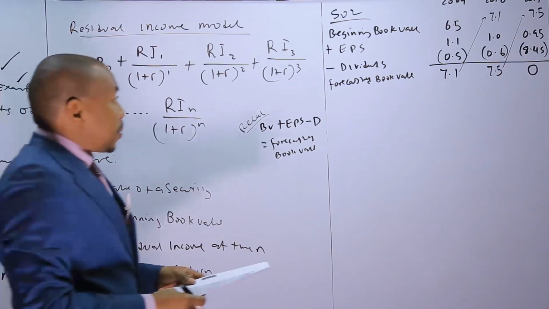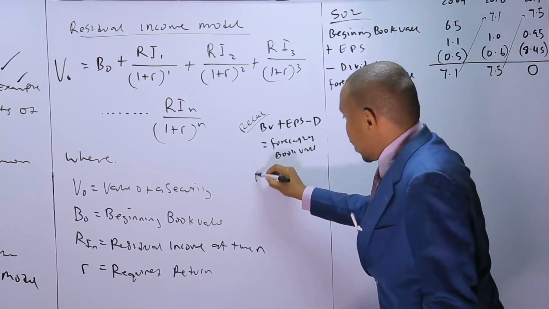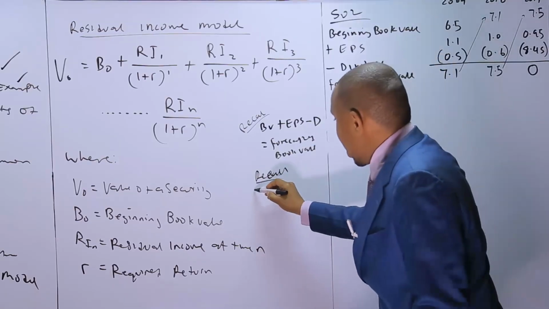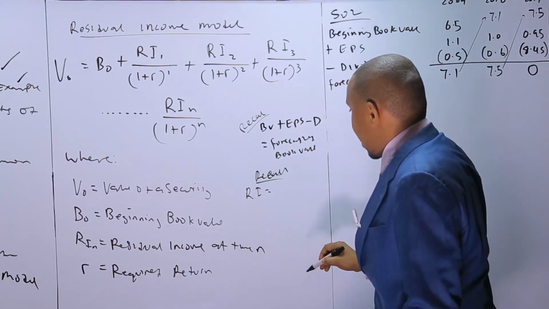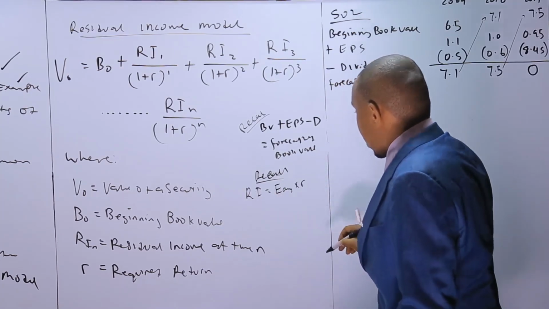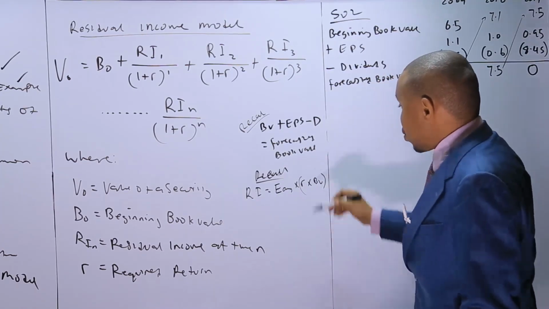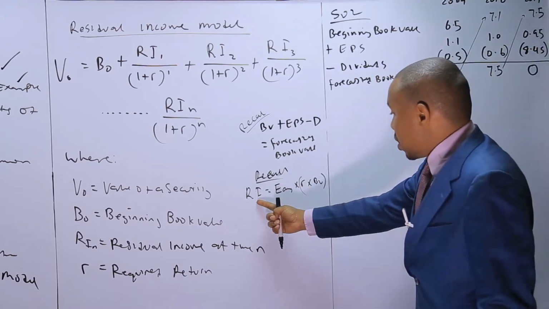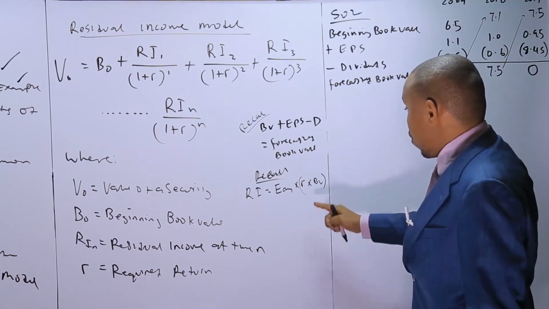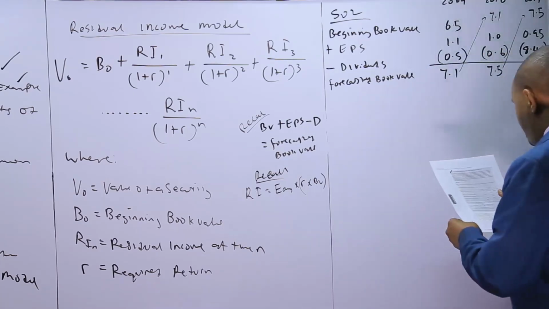Now, once we've computed the forecasted book values, we proceed and get the residual income. Recall what we are saying is that to get the residual income, we have the earnings times the cost of equity, which is the required return, multiplied by the book value of equity. That is what should be at the back of our minds.